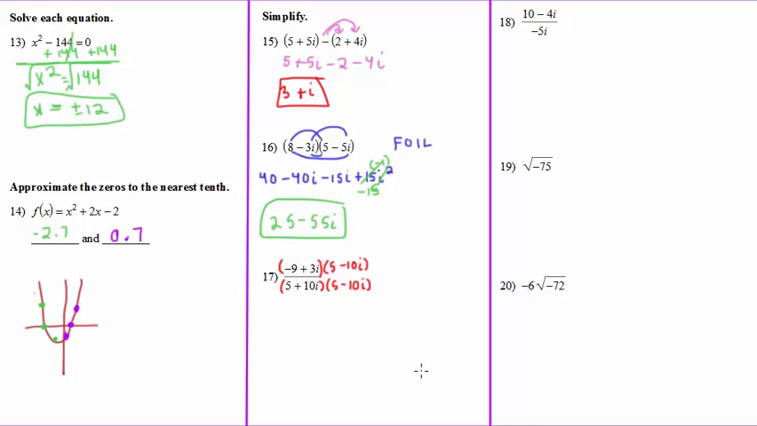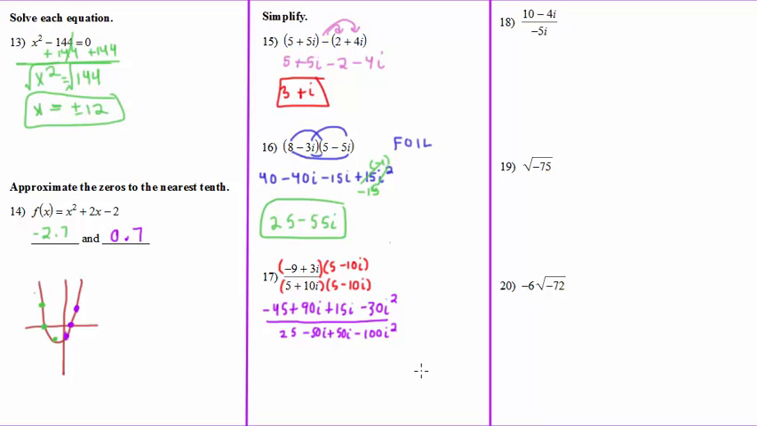So on top, negative 9 times 5 is negative 45. Negative 9 times negative 10i is plus 90i. 3i times 5 is 15i. 3i times negative 10i is negative 30i squared over 5 times 5 is 25. 5 times negative 10i is negative 50i. 10i times 5 is plus 50i. 10i times negative 10i is negative 100i squared.